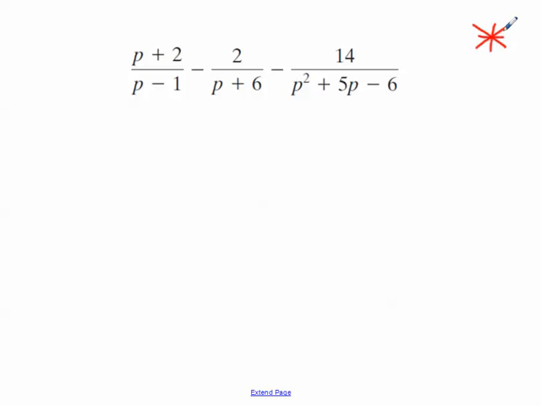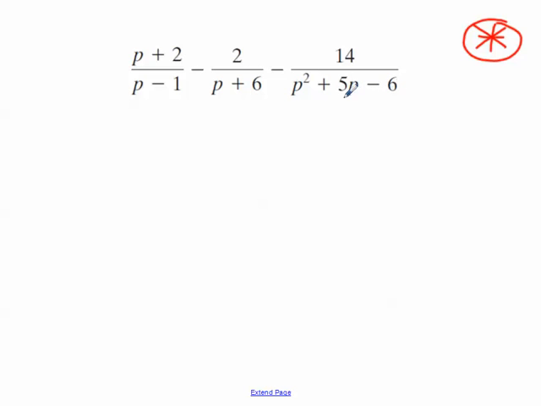So let's take a look at this one, just as an overview, because we're getting on in time. What we're looking to do is, because this doesn't have any directions at all, we'd have to take a look at it. Here's a subtraction, here's a subtraction. If we're going to add or subtract, what we need to do is have common denominators. P minus 1 is different from P plus 6, it's different from all that.